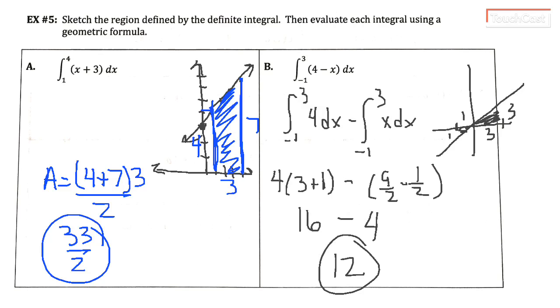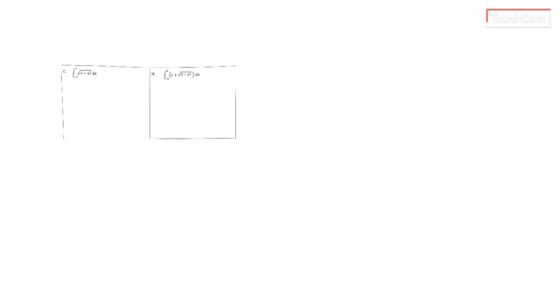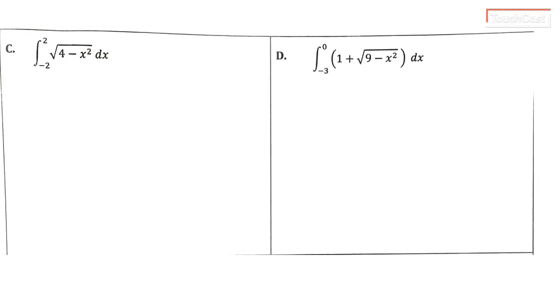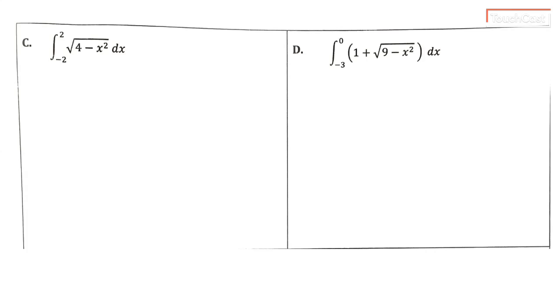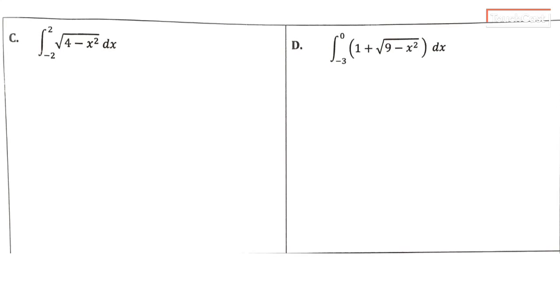Let's look at the next two examples, C and D. So with C and D, we're going to do the same thing. We're going to sketch the region of the graph, and then we are going to find the integral of it. So for question C, we've got the integral from -2 to 2 of the square root of 4 minus x squared. Now, the square root of 4 minus x squared is like the equation for a circle if we solved for y, but just the positive portion.